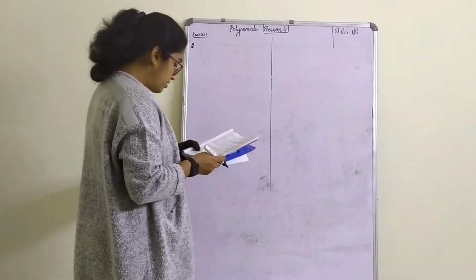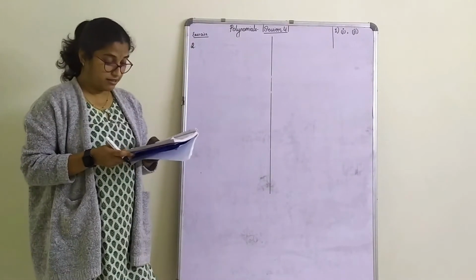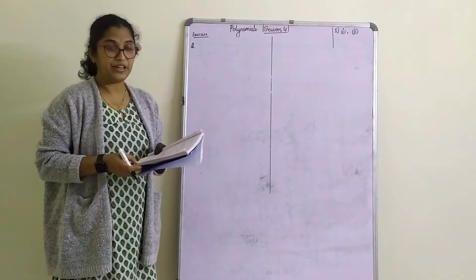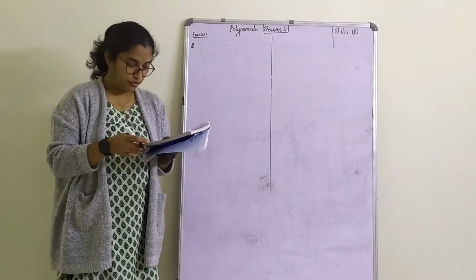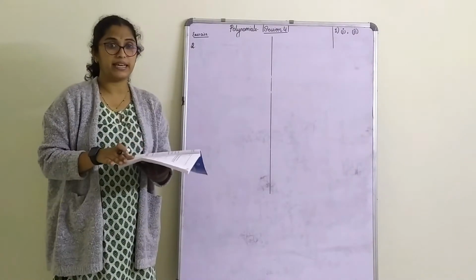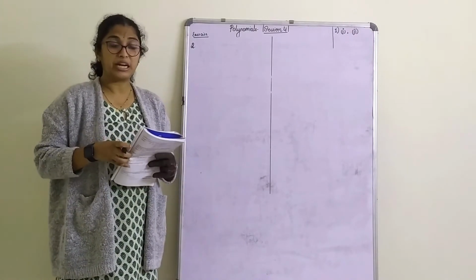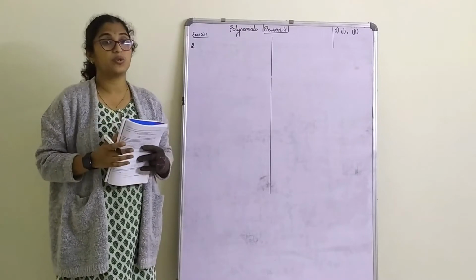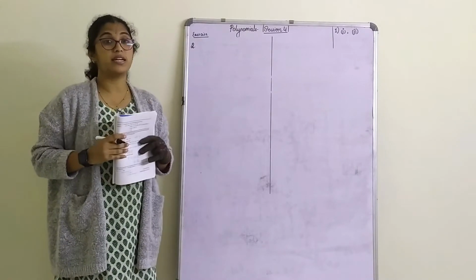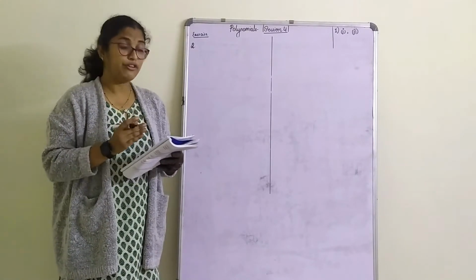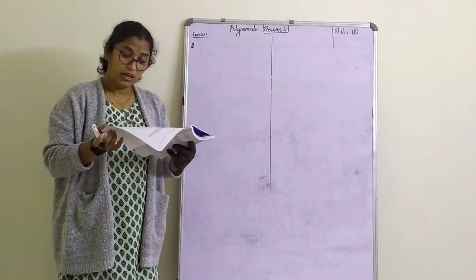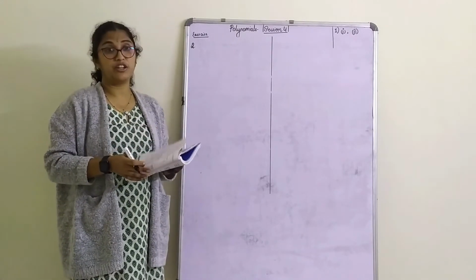The second question is, use factor theorem to determine whether g of x is a factor of p of x in each of the following cases. What does this question say here? Now see, polynomial chapter is very easy if you understand the question. If you fail to understand the question, you cannot do anything. We have to check whether g of x is a factor of p of x.